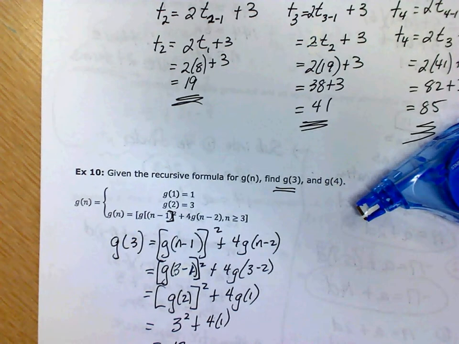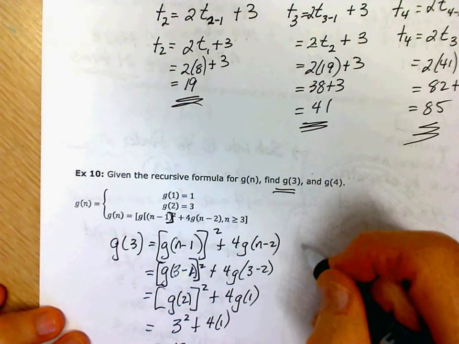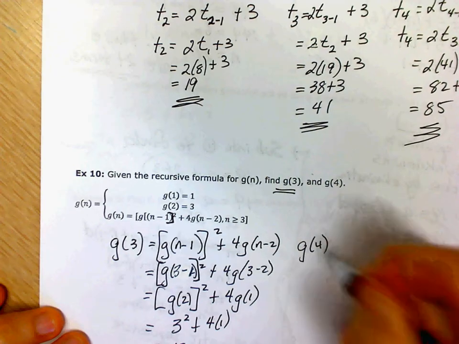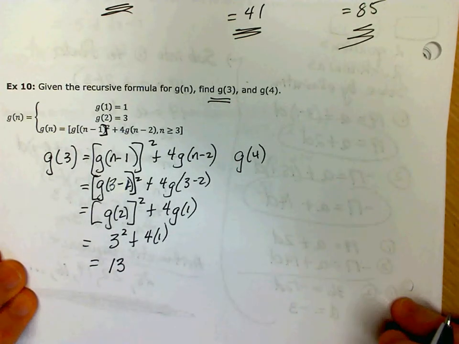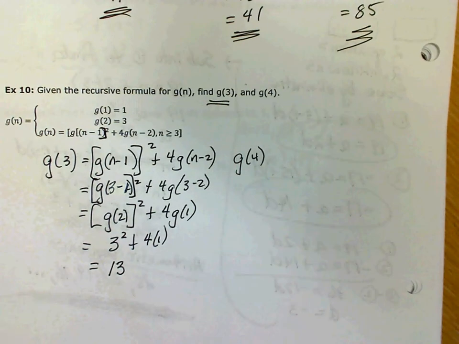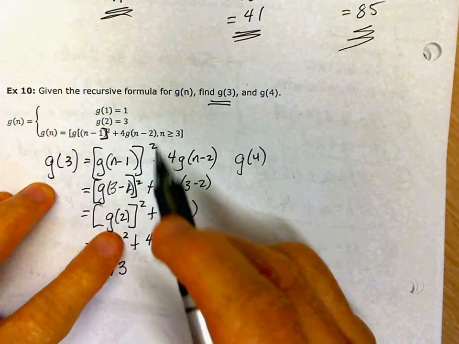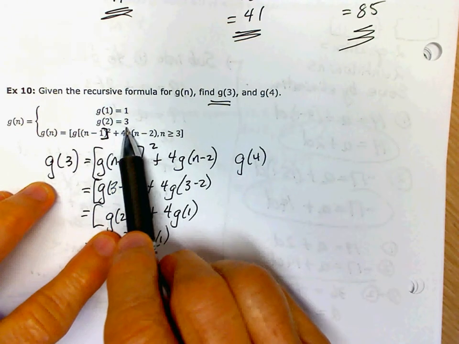Let's do a g of 4. Do you want me to pull it down or slow down? Both? Why did the g of 2 squared become 3 squared? Well, g of 2 is equal to 3, so I subbed it in.